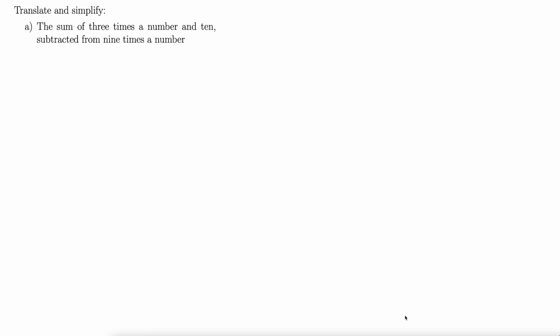Translate and simplify the sum of 3 times a number and 10 subtracted from 9 times a number. So oftentimes what we want to do in these kinds of problems is translate the words into mathematics, right? A big part of doing mathematics is first translating words or the real world into mathematics, so then we can work with the simpler mathematics and simplify from there. So let's see what we have here. The sum of 3 times a number and 10.